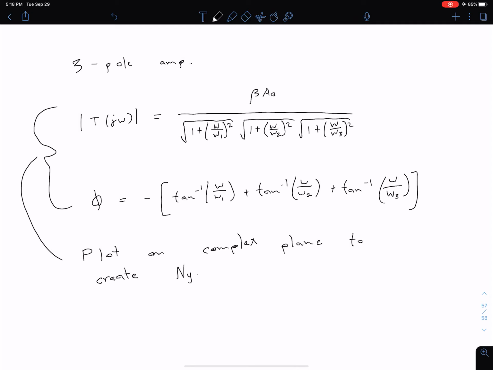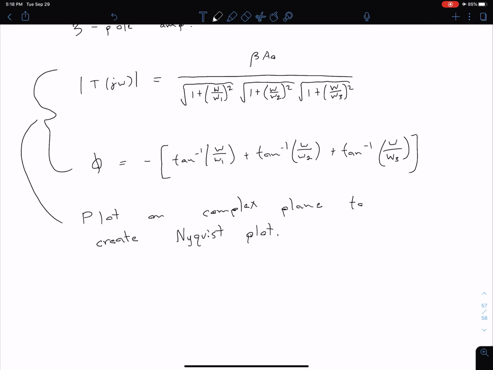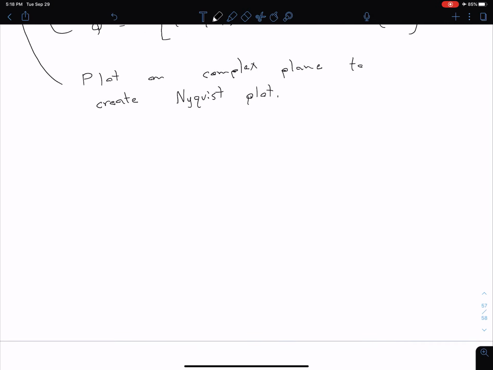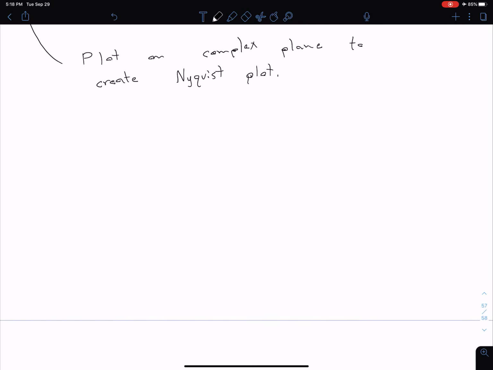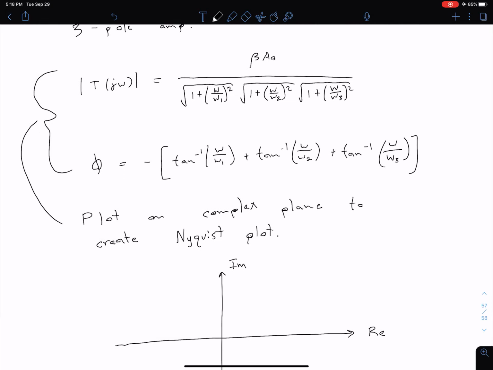And so we're just going to go over the basic structure of this, but again, if you're wanting to plot a more accurate Nyquist plot, you're going to want to do that in some type of software package typically. So let's draw our complex plane here. We're going to have our imaginary axis and our real axis. And so we can see then that our Nyquist plot is essentially going to be a polar plot, where again we're considering our magnitude and phase.